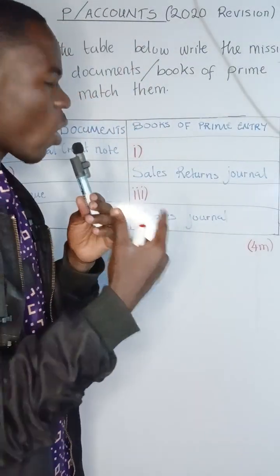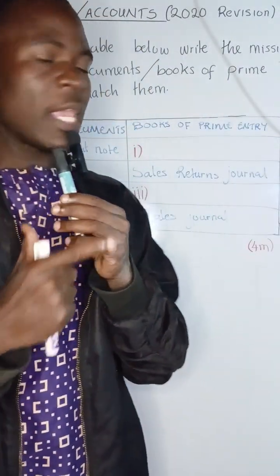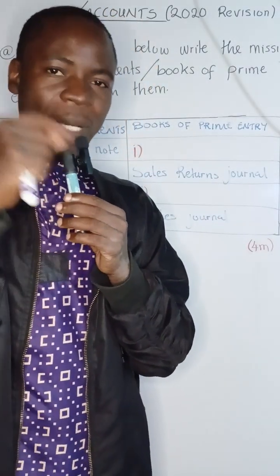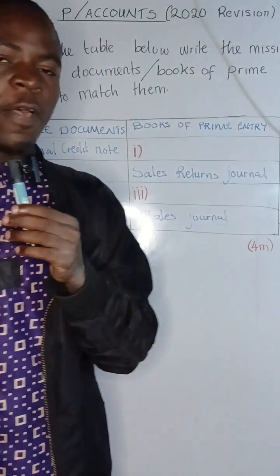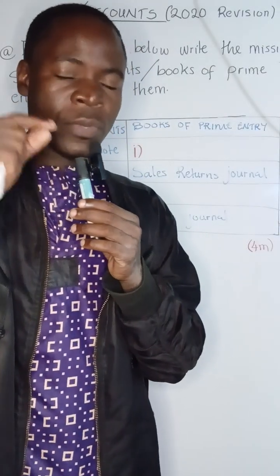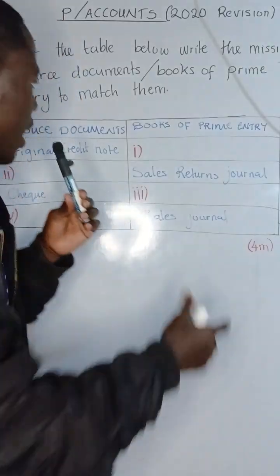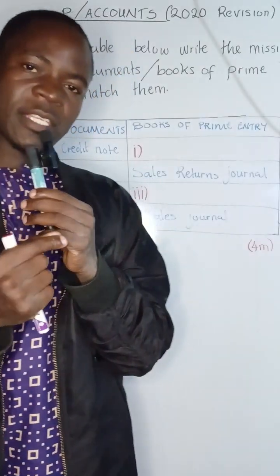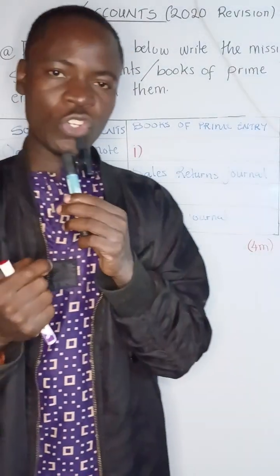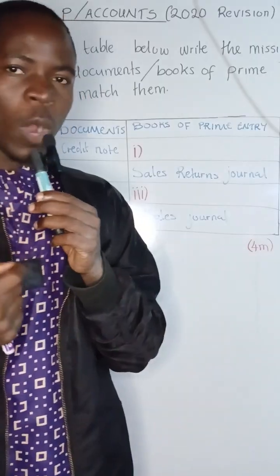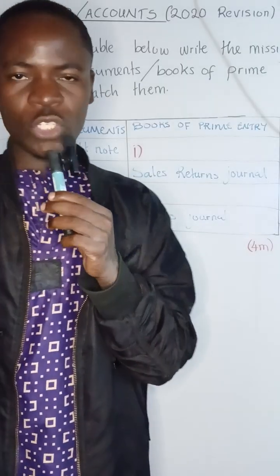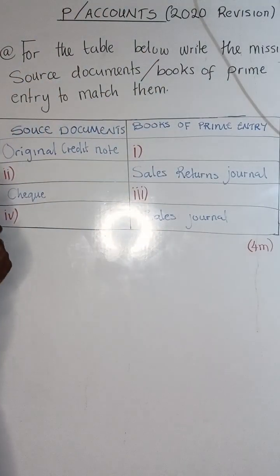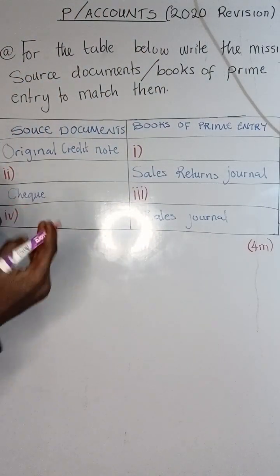So the book of prime entry must be the purchases returns journal, or the purchases returns daybook. That is the book of prime entry. The other name for purchases returns daybook is the returns outward journal, or the returns outward daybook. If you talk about journal, you're simply talking about the daybooks.